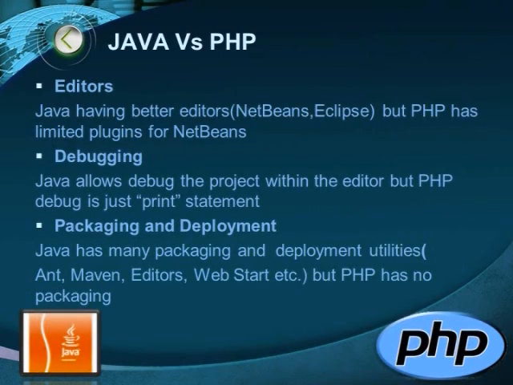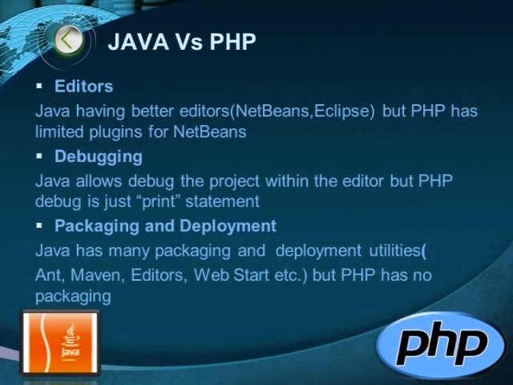Editors. Java has many fabulous editors like Eclipse, NetBeans, and IntelliJ. For productivity and the management of big project code, a complex editor is essential. PHP has a plugin for NetBeans and Eclipse, but it is very limited, not like Java editors. Debugging. All Java editors allow the programmer to debug the project within the editor. PHP debugging is just print statements.